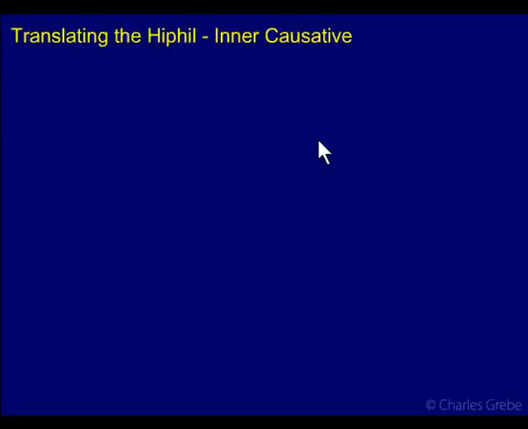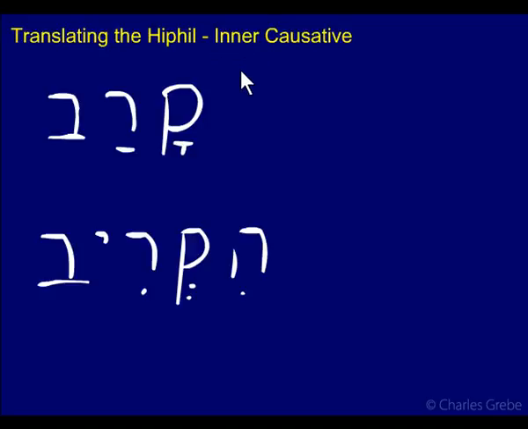Translating the Hiphil inner causative. Now, what is the inner causative? Obviously, it's related to causative. What's happening here is that the subject is causing itself to do something, as opposed to an object external to itself. So it's causing itself, hence the word inner. Let's look at some examples.